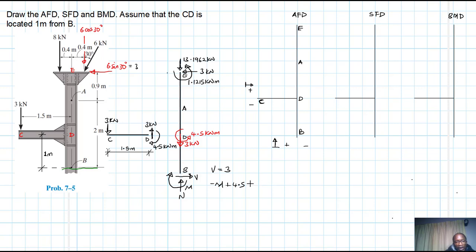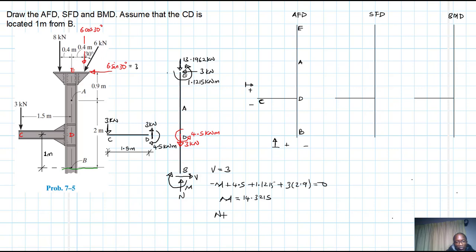Then we are going to have this whole length here, it is 2.9, right? So we have 4.5, and then we are going to have plus 1.1215, then later on we'll have another plus, which is 3 by 2.9, equal to 0. Therefore our M is supposed to be equal to 4.5 plus 1.1215 plus 3 times 2.9. So we found this M to be equal to 14.3215.